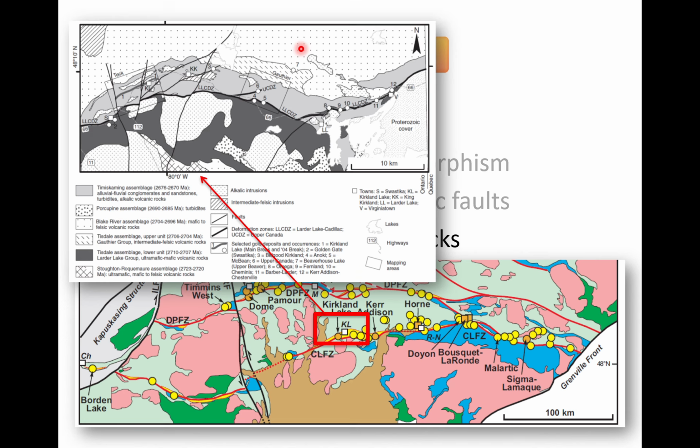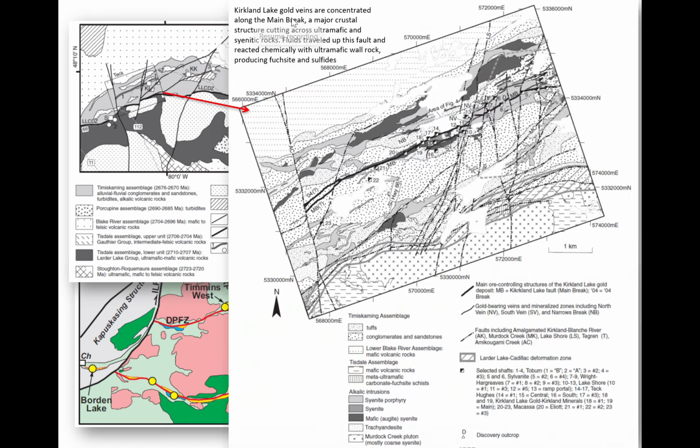Similarly, along the Larder Lake-Cadillac Fault, in the Kirkland Lake camp, gold veins are famously associated with albitized and carbonatized ultramafic rocks with felsic syenites. So the trap there similarly involved structural opening, veins along fracture zones like the Main Break, and chemical triggers such as the fluid reacting with ultramafic wall rock that caused sulfides with gold to form.